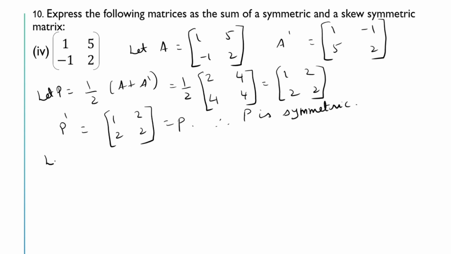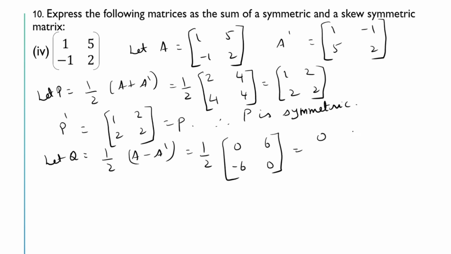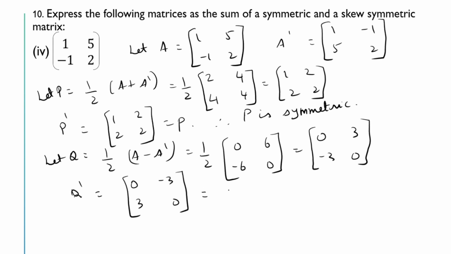Now let Q be equal to half of A minus A transpose. So that is equal to half of 1 minus 1 is 0, 5 plus 1 is 6, minus 1 minus 5 is minus 6, 2 minus 2 is 0. So this is equal to 0, 3, minus 3, 0. So when we take transpose of Q, we get 0, 3, minus 3, 0. This is nothing but minus Q. Therefore, Q is skew symmetric.